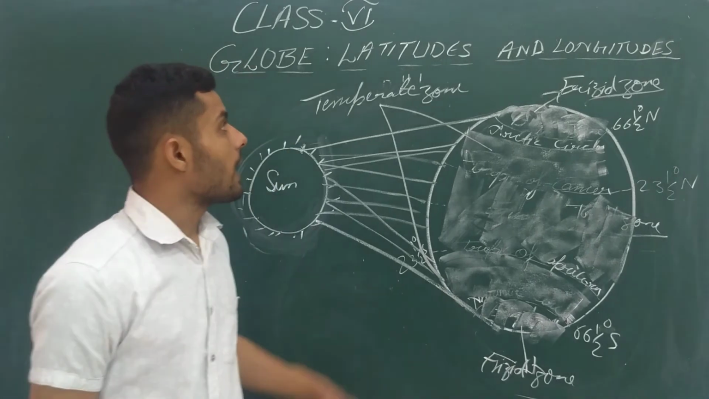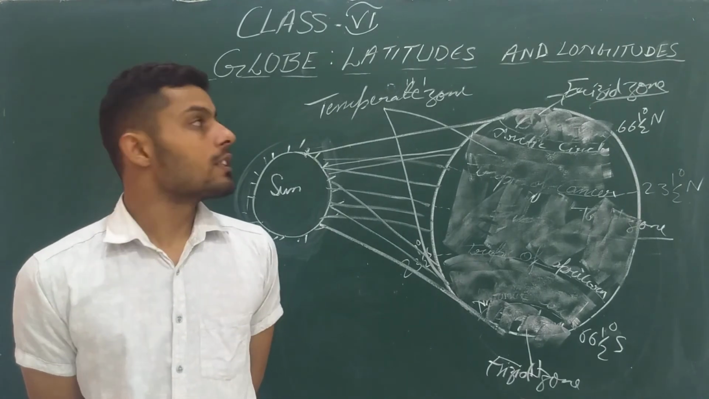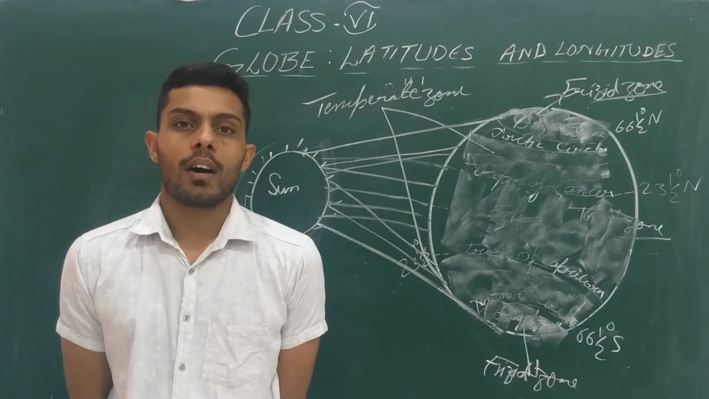So this is all about our latitudes and the heat zones of our earth surface. In the next video we will see about the longitudes and how to locate any point.